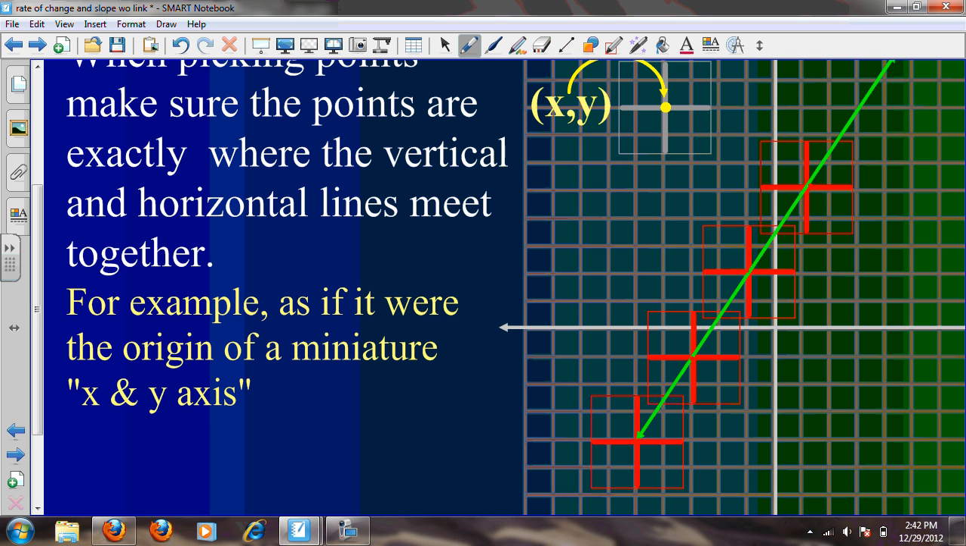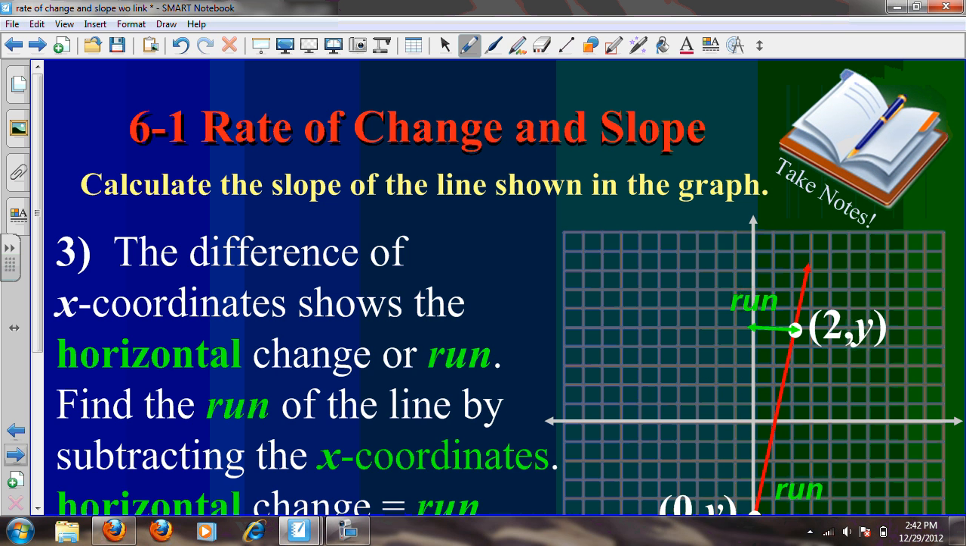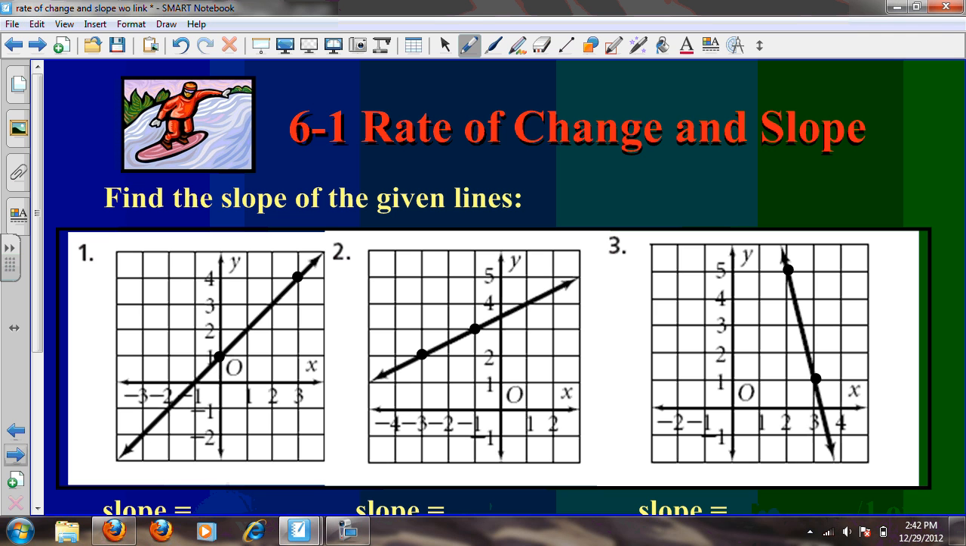So you count. How many changes did I go from here? Ready? I rose 1, 2, 3, and I ran 1, 2. So my rate of change is 3 over 2. Okay? Again, we did the vertical versus the horizontal. We rose and then we ran. Let's look at lines 1, 2, and 3 right here.